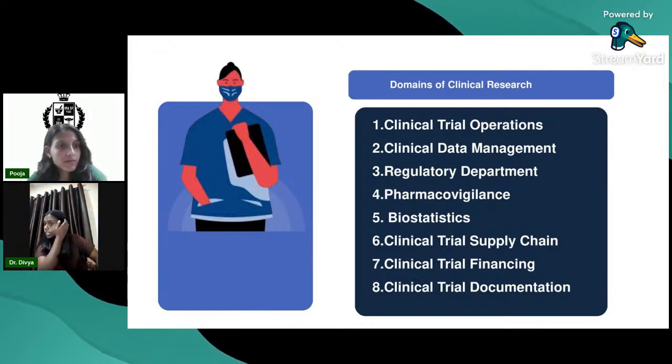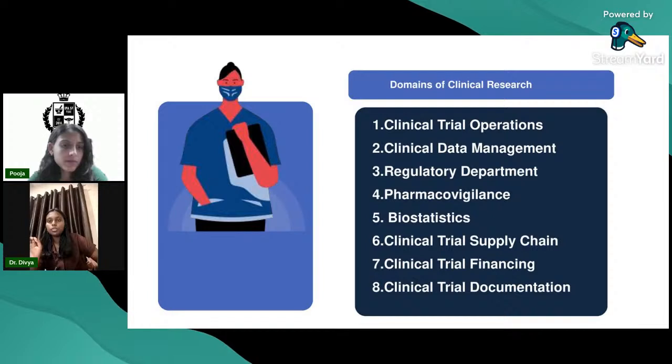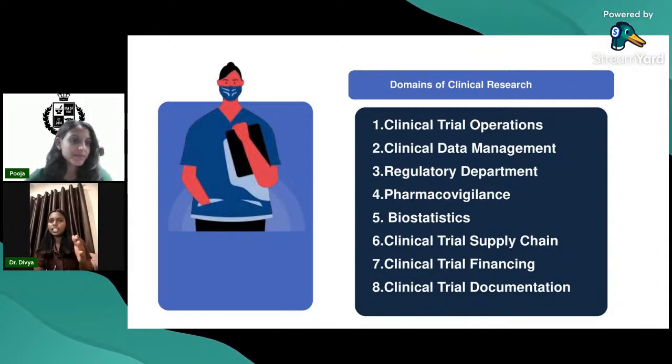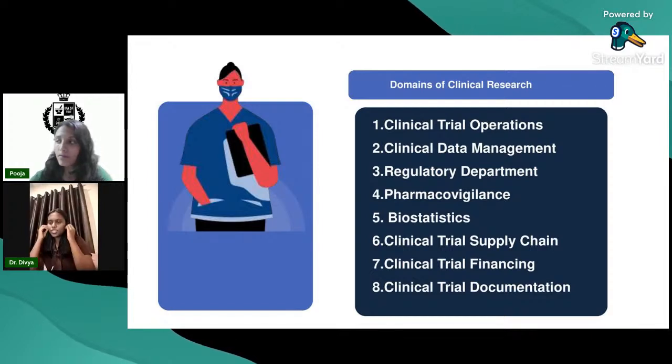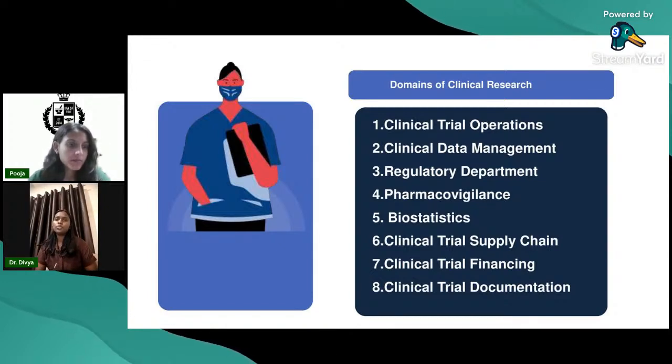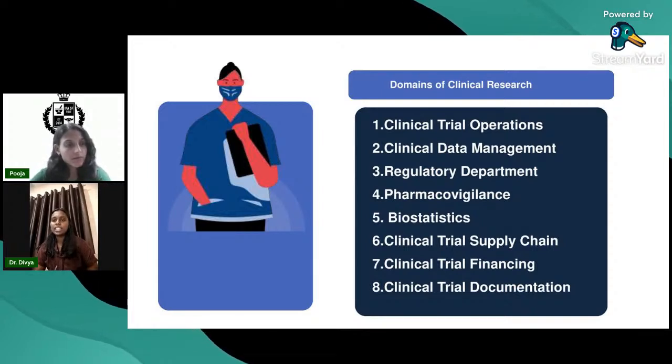And the eighth one is clinical trial documentation. These are the most crucial people in the clinical trial, because if you are planning to come into the clinical trial field, always remember that if it is not documented, it is not done. Whatever you do, it should be documented. Even if you have done any amount of hard work, if it is not rightly documented, it is not valid data, or it is not an ethical conduct of a clinical trial. So these people look after the documentation work of the clinical trial.